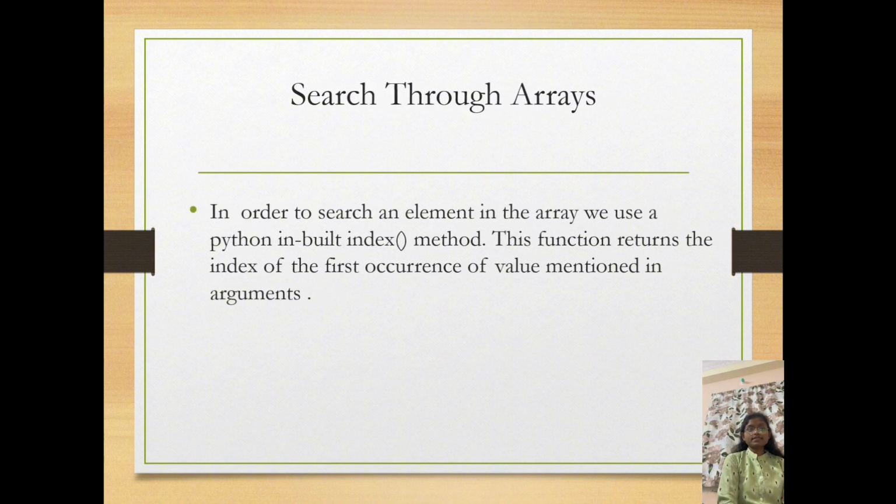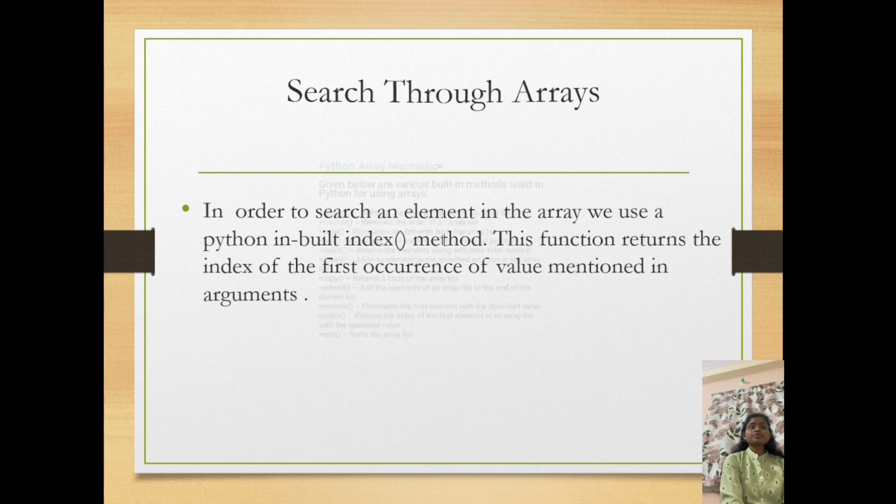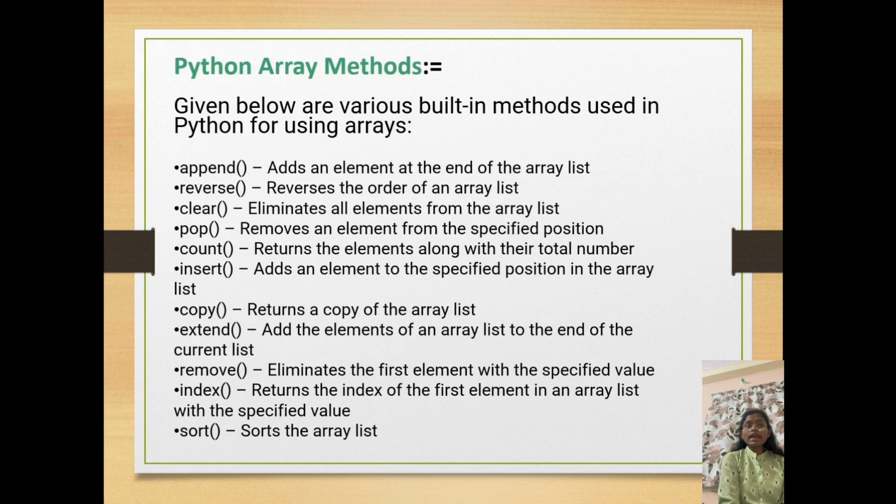Searching through arrays. In order to search for an element in the array, we use the Python inbuilt index method. This function returns the index of the first occurrence of the value mentioned in the arguments. Next, finally, we have Python array methods. Given below are various built-in methods used in Python for using arrays.